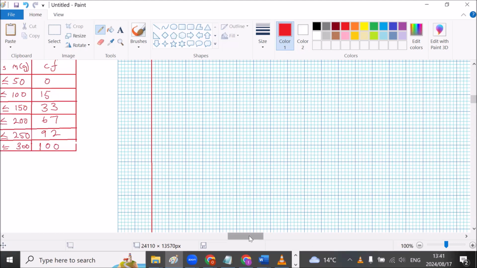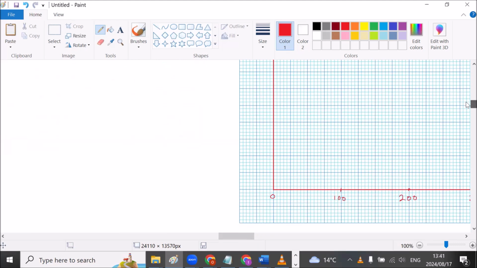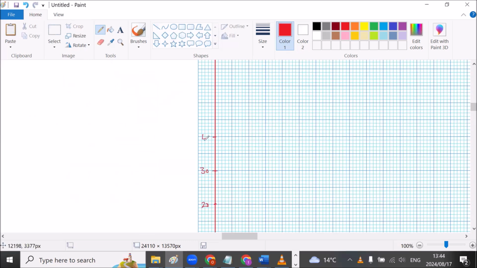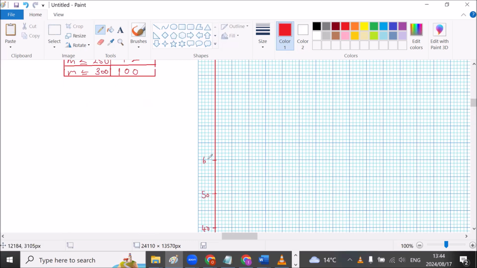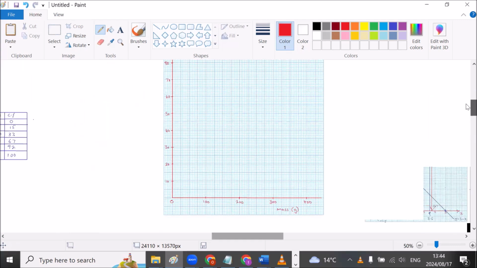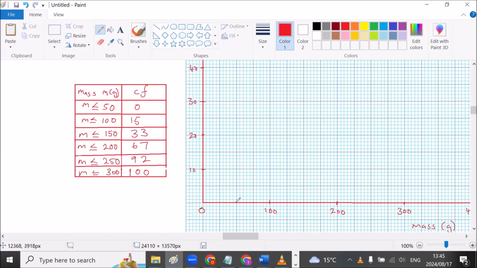For our cumulative frequency, it's starting from 0 to 100. So we may start here: 0, 10, 20, 30, 40, 50, 60, 70, 80, 90, and 100. So this is for the cumulative frequency. For mass 50, which is here, halfway between 0 and 100, our cumulative frequency is 0, which means there are no masses up to and including 50.